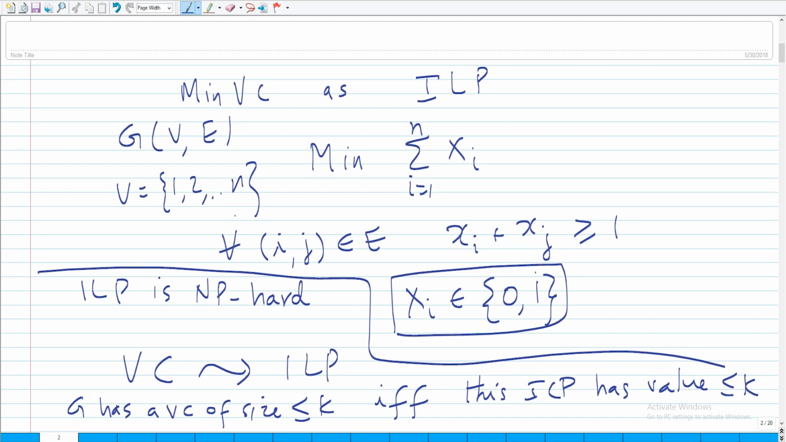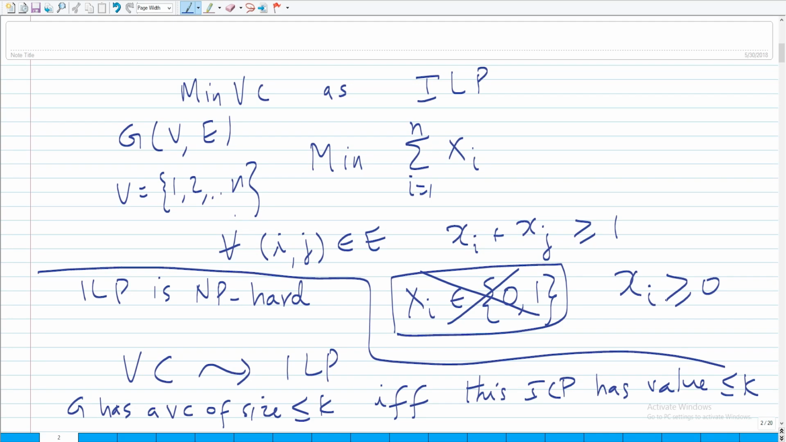Now, suppose I relax this constraint and say I do not want them to be integers, instead I just say x i greater than or equal to 0. So, instead of this constraint, I put this constraint. And I also want x i's to be less than or equal to 1, but do I really want to put that constraint? Is that necessary? X i less than or equal to 1?